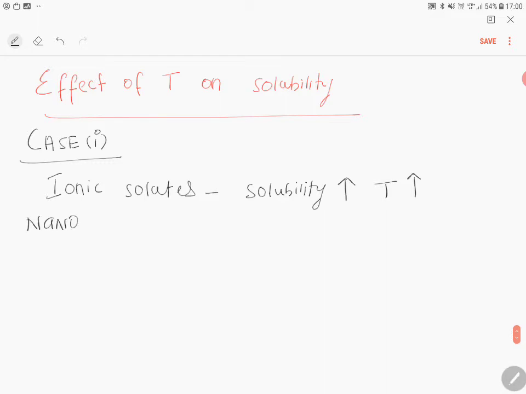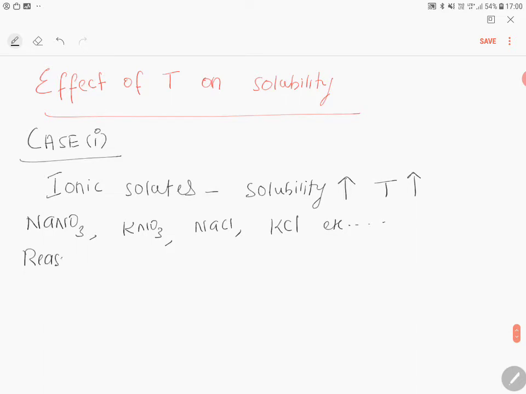You have examples: NaNO3, KNO3, potassium nitrate, NaCl, KCl, etc. What is the reason behind it? Very simple. When solute is dissolved in solvent, most of the substances of this type, you have to heat the solution, then it will get dissolved.